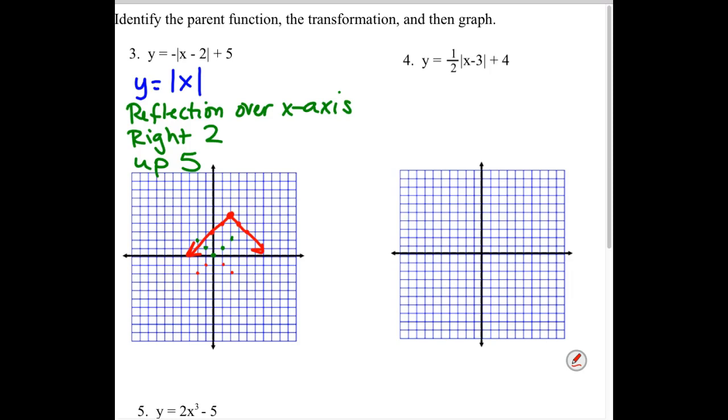Now, both the parabola, the x squared graph, and the absolute value of x are symmetric to the y-axis. So if you know what one side of it looks like, you should be able to just flip the other side over that line of symmetry.